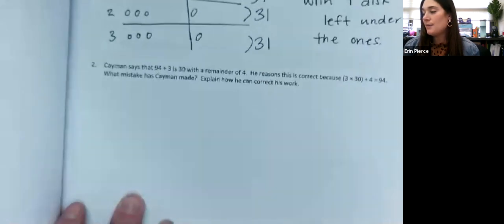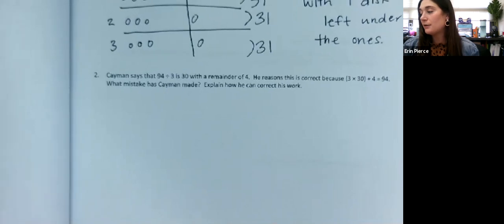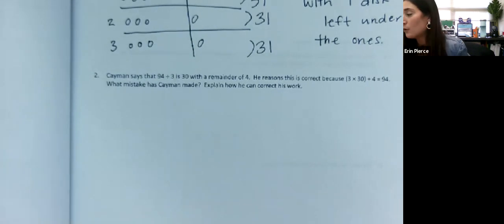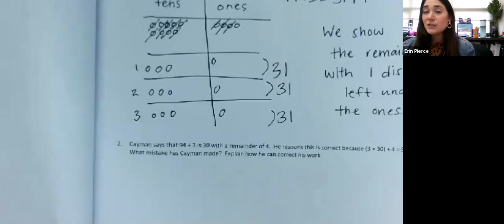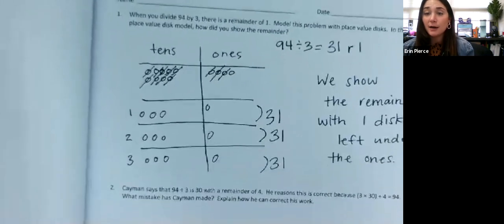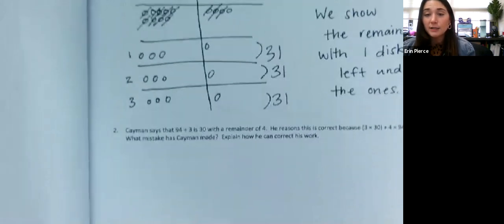Number 2, Cayman says that 94 divided by 3 is 30 with a remainder of 4. He reasons this because 3 times 30 plus 4 equals 94. What mistake has Cayman made? Explain how he can correct his work. So that's the question we just solved up here, but Cayman's got the wrong answer.